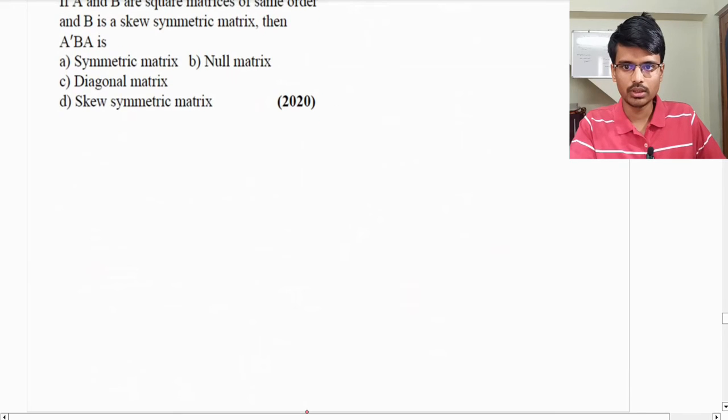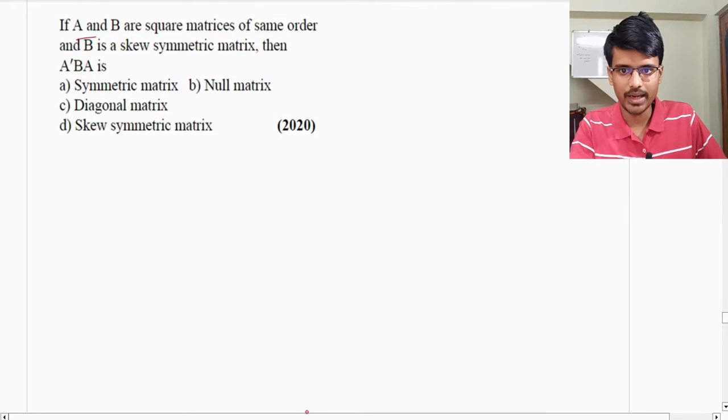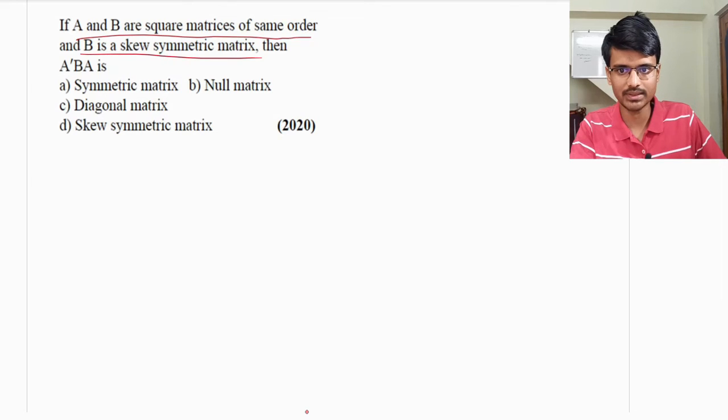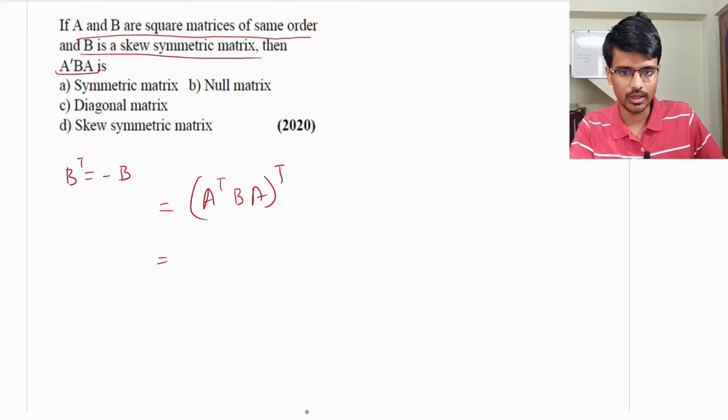Coming to the third question: if A and B are square matrices of the same order and B is a skew symmetric matrix, then A transpose BA is equal to what? They have given us that B is a skew symmetric matrix, so B transpose is equal to minus B. Same thing I'll be doing: A transpose BA, applying the whole transpose. First, write this in reverse form: A B A transpose. Now apply transpose to each of the matrices. So what do I get?